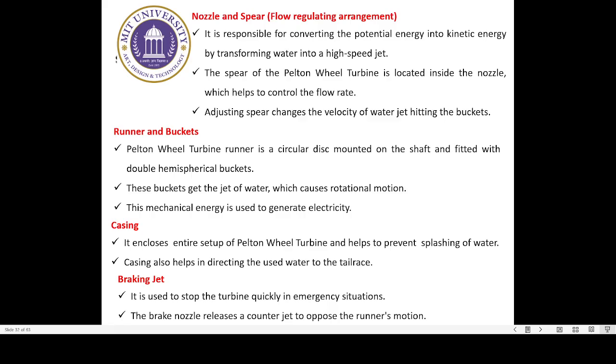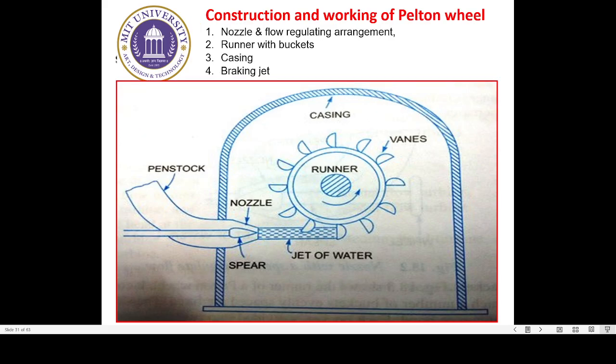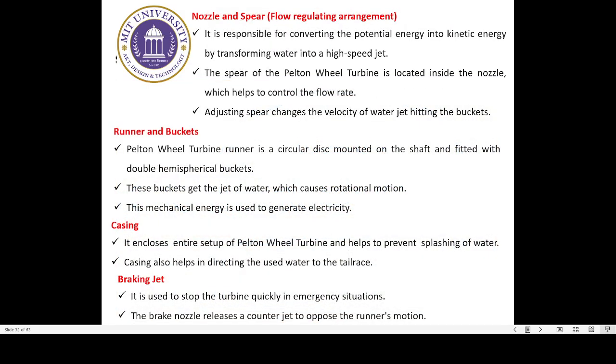When this spear moves in the forward direction by a suitable mechanism into the nozzle, we can definitely say that the amount of water striking the runner is reduced. Similarly, if the spear is moved in the backward direction, pushed toward the left, then the amount of water striking the runner will increase. It means that the opening available for the nozzle can be increased or decreased depending upon whether the spear moves in the forward or the backward direction. That way the significance is there for the nozzle and the flow regulating arrangement.